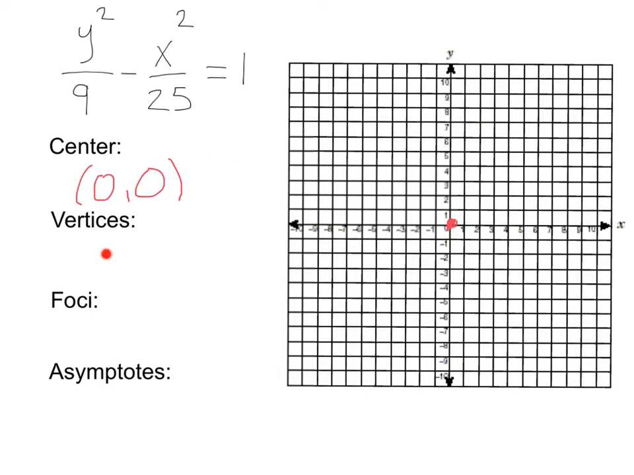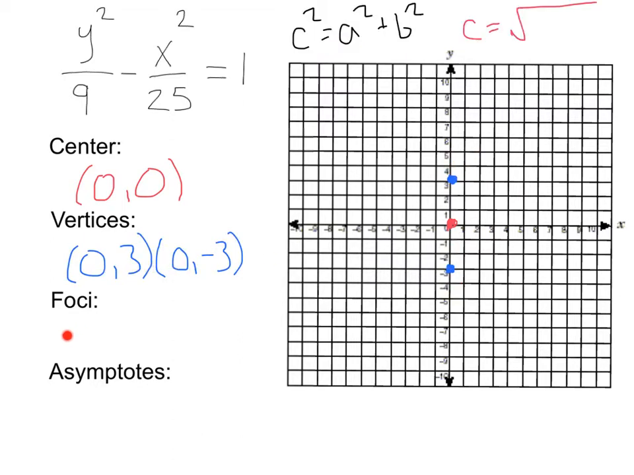Next up, vertices. We need to find the square root of this first denominator term right here. The square root of 9 gives us an a value of 3. Since our y squared term is first, we know this is going to be a distance of 3 vertically up and down. So let's count that: 1, 2, 3, 1, 2, 3. And we've got our vertices at (0, 3) and (0, -3).